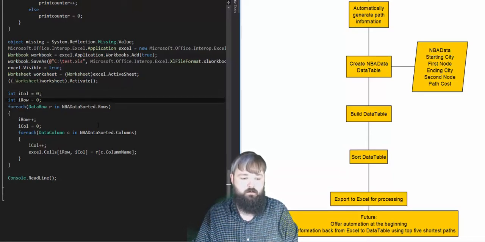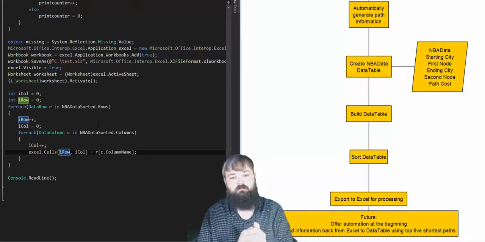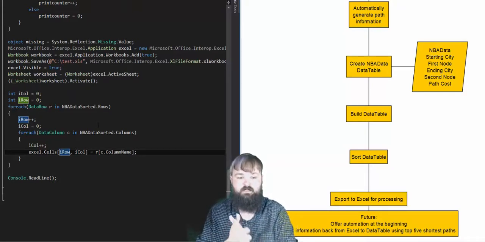All it is a double for loop. For every row in NBA data sorted, you increase the row value. For every column, you increase the column value. And then just move the row and column index. You apply it to the cell. That's what's going to utilize those indexes. And then you just put the information there. So that's it. It's that easy.